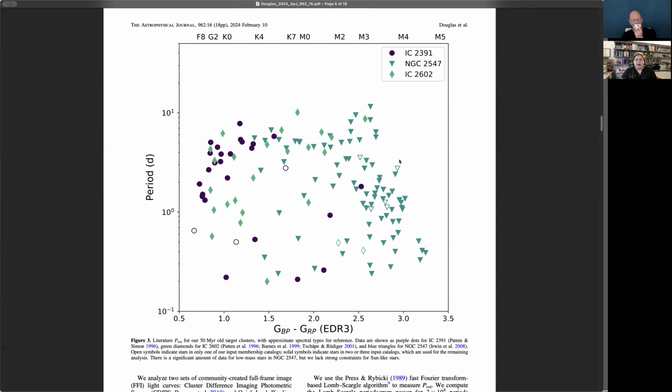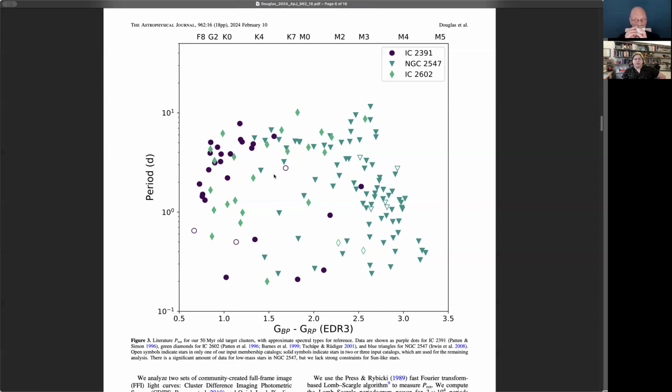If you look at around G2 to K0, at a BP minus RP of about 1, there are enough stars that we can kind of see where the slow rotator sequence is, but we would like to get a much better sense of where that is. Around a period of maybe 4 or 5 days up there is where the slow rotator sequence is. Okay. So we started out assembling a bunch of membership catalogs. We used Gaia and our own analysis of Gaia and a couple of catalogs from the literature.